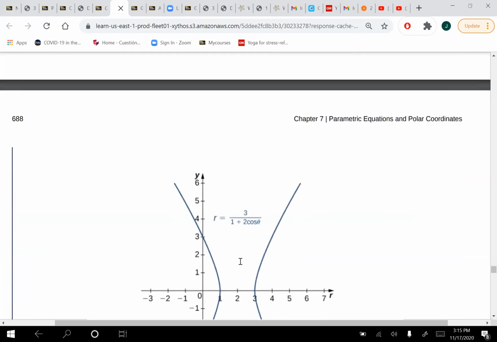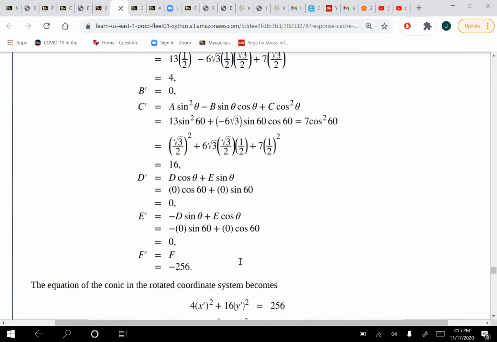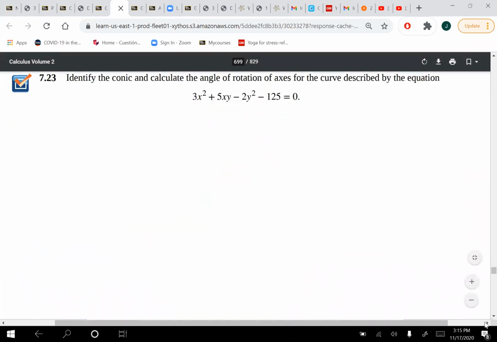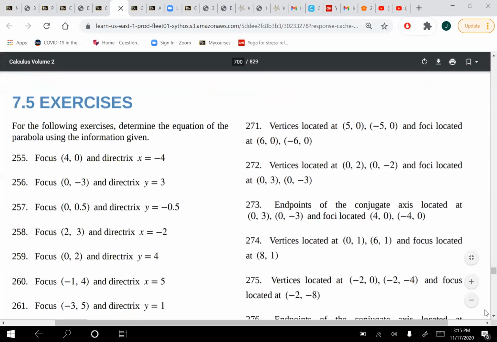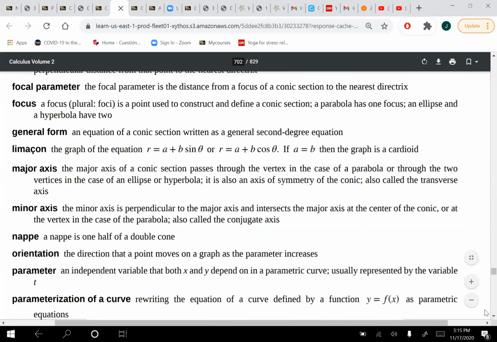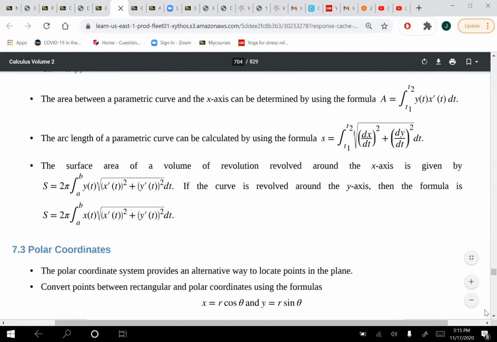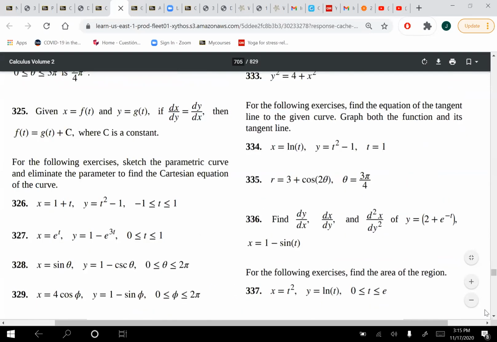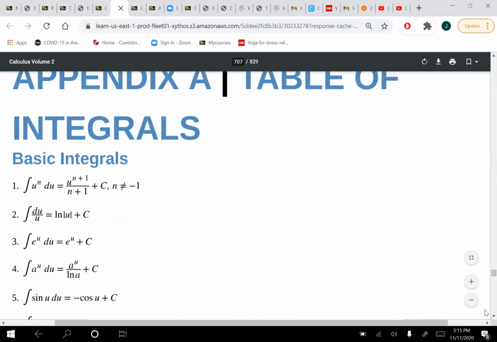And over here. Over here. And the key concepts and appendix.